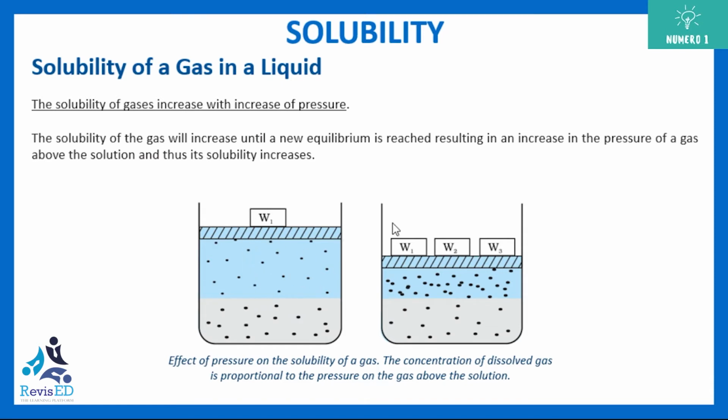Now, if I increase the pressure by adding two more weights, let's say W2 and W3, what will happen? The gas will start to go inside the liquid because the pressure is increasing. So the gas is forced to go inside the liquid, and a new equilibrium between the liquid and the gaseous phase will be established. Okay. So solubility of gases increases with increase of pressure.